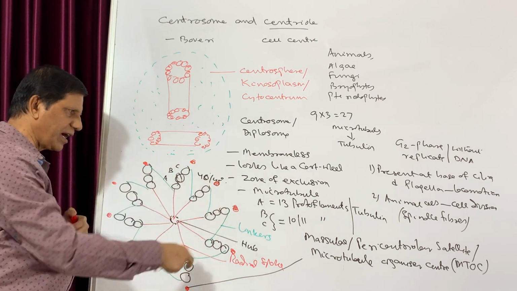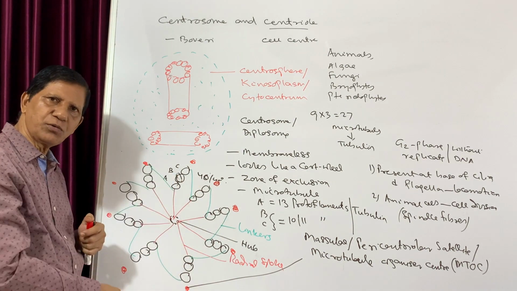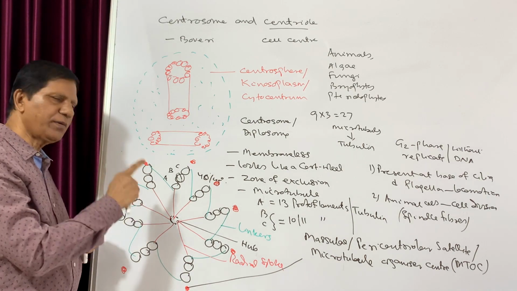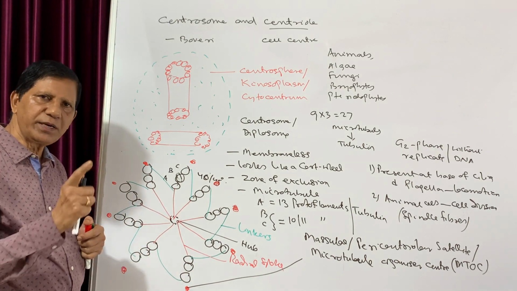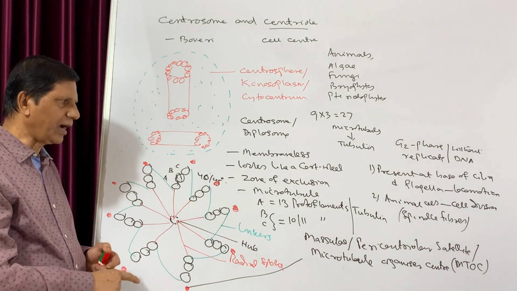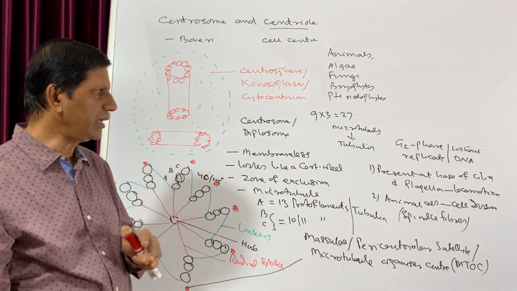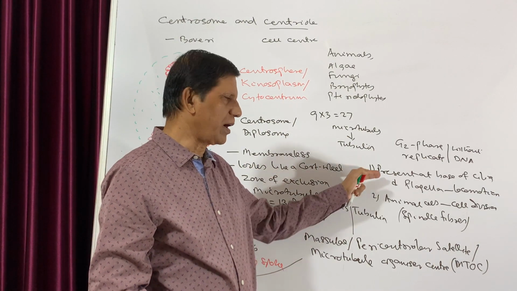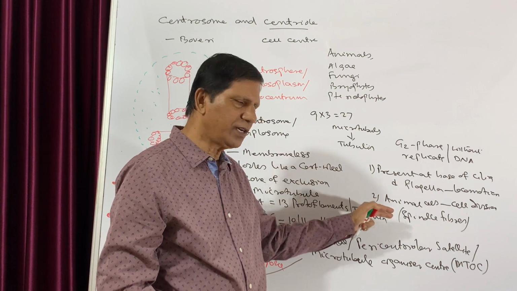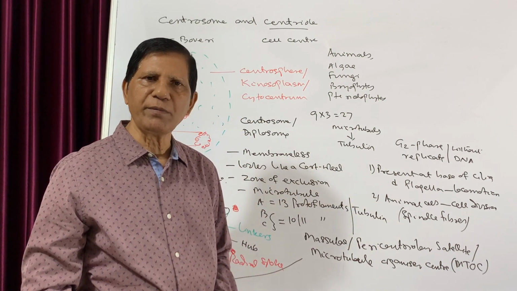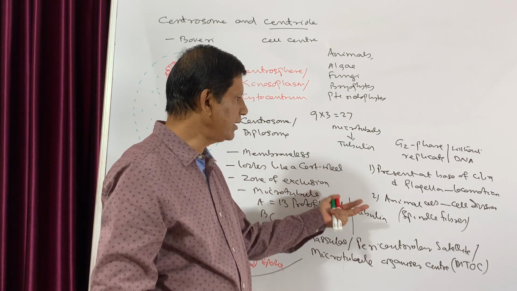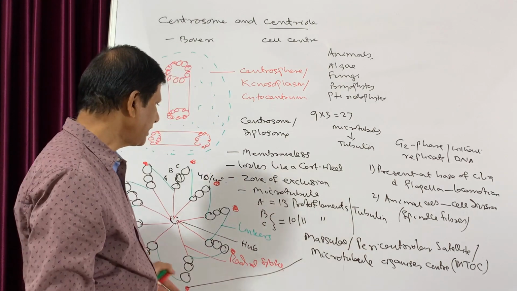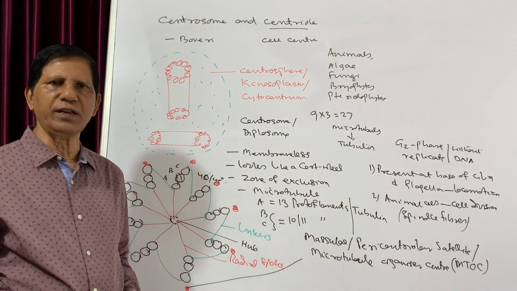So this is the structure of the centrosome and centriole, and it is membraneless. It looks like a cartwheel. It has a zone of exclusion. It has a capacity of replication at G2 phase even without DNA. And it has mainly two functions. One is help in locomotion and the other is cell division. But locomotion is the primary function while cell division is the secondary function. And the entire centriole consists of only one type of protein, that is tubulin.